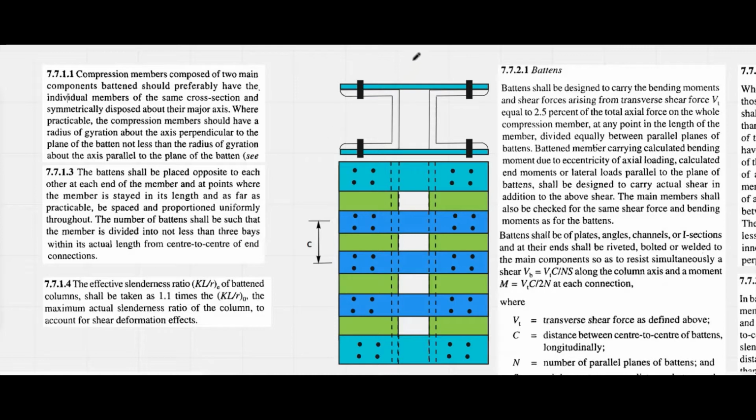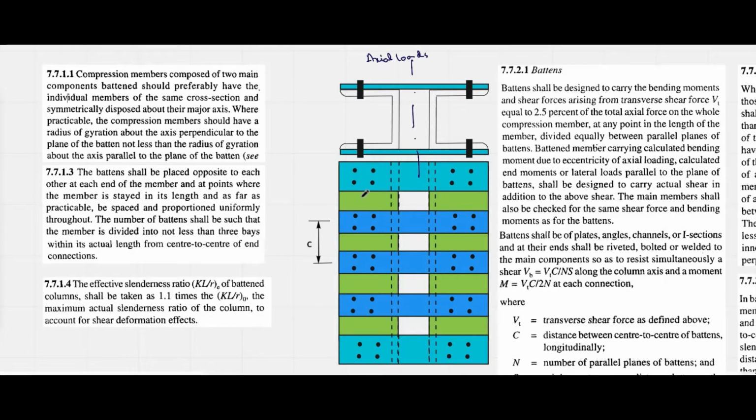So first of all, when we draw a major axis, we can say along the major axis there is symmetry. So this is what we need to take care. Most of the cases batten systems are only for axial loads. When there are only axial loads, then only we will design for batten systems.